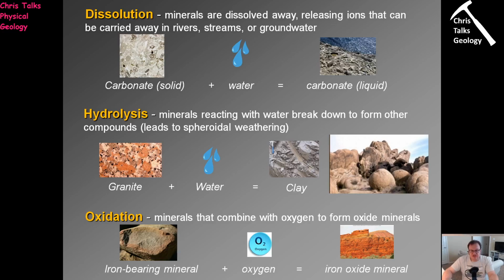Next we have oxidation. So oxidation is, shock horror, when your minerals react with oxygen in the atmosphere. The best type of mineral to do that are iron-bearing minerals, because iron really wants to bond itself to oxygen. So if you do have an iron-bearing mineral in your rock, that iron-bearing mineral will love to react with the oxygen in the air, and obviously that will cause a chemical reaction. So your iron-bearing mineral will react with the oxygen, and the iron mineral will break down because of that reaction.